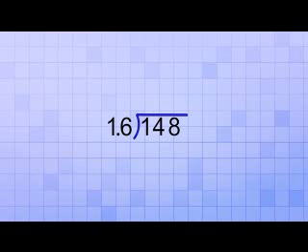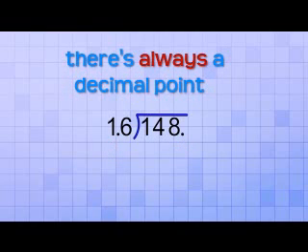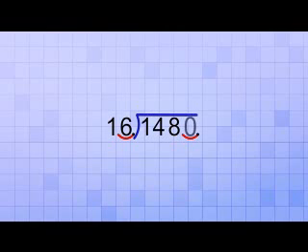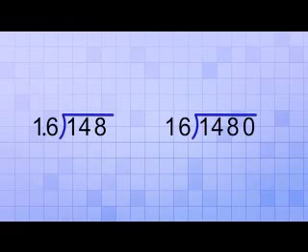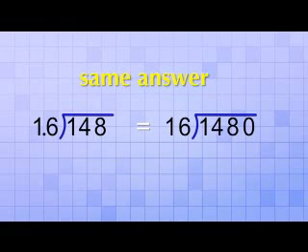And you can use that trick to avoid ever having to divide with a decimal divisor, even if the dividend is a whole number. For example, if you have the problem 148 divided by 1.6, you can shift the decimal in both the divisor and the dividend one place to the right. Remember, there's always a decimal point even in a whole number. It's just that when you shift it to the right, you need to put a 0 in the place that it shifts past. That gives you the equivalent division problem, 1,480 divided by 16. And since these division problems are equivalent, you'll get the same answer for both.